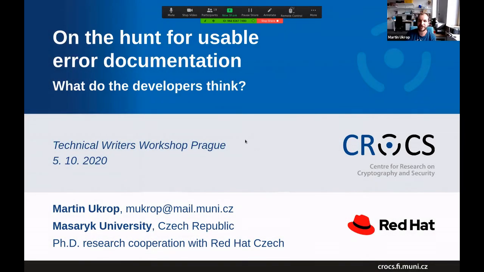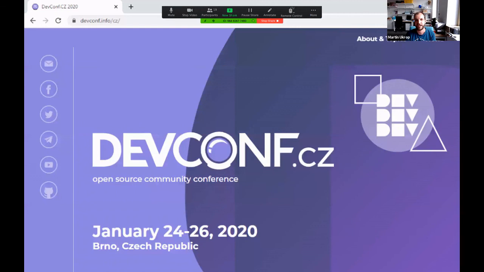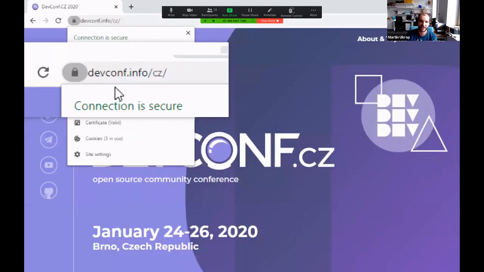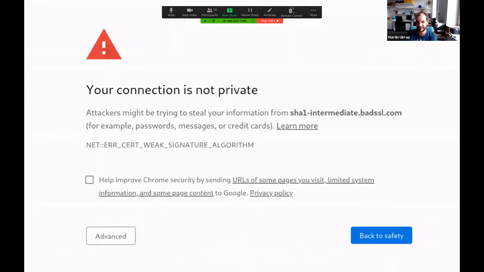So as I talked, it'll be the hunt for usable error documentation. When you're going to a web page and you see that it's connected securely, there's a lock symbol and some sort of certificate stuff. This is the case when everything is as it should be, everything is secure and the certificate validates well. When there's a problem in the browser, you see something like this.